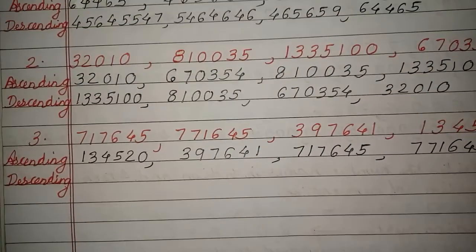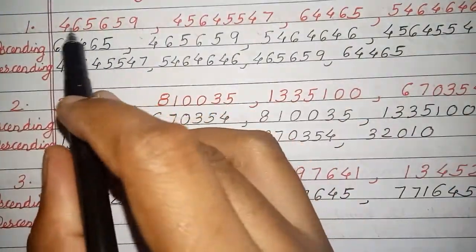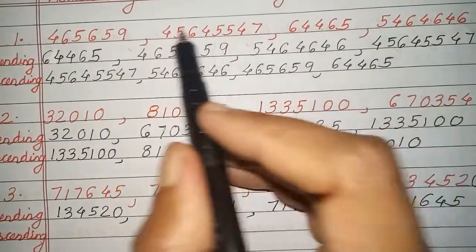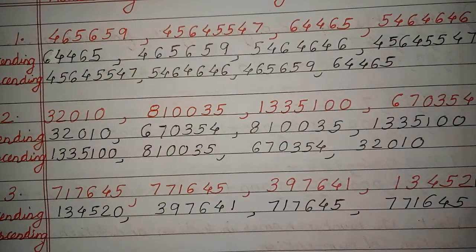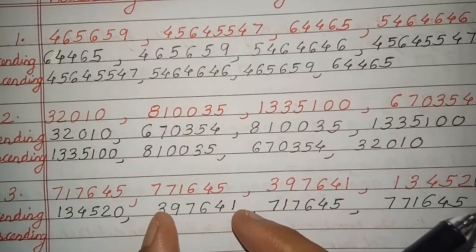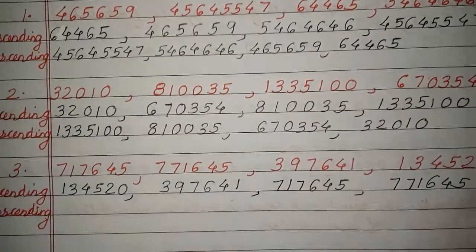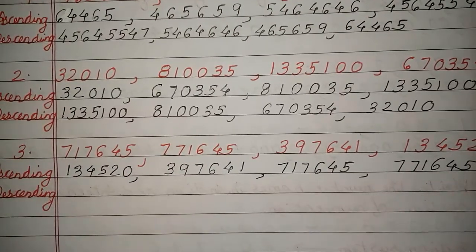Okay, children, one more thing you can note here is in between the numbers don't put commas. If you put commas in between the numbers, then everything will become a single digit or 2 digit or 3 digit number. So after every number only you put a comma. I hope you have understood ascending and descending forms.